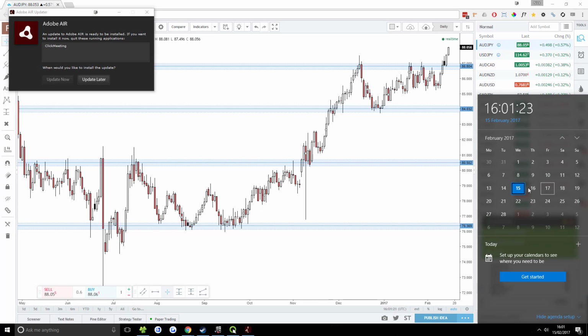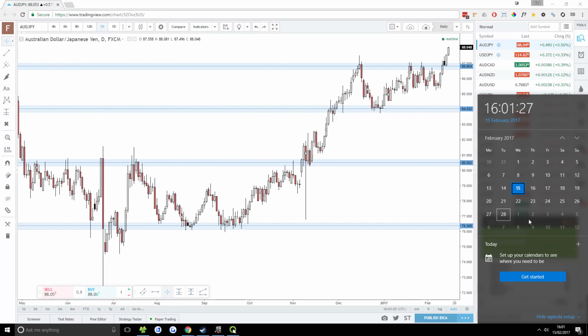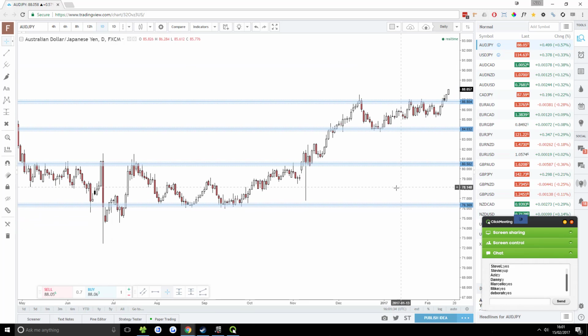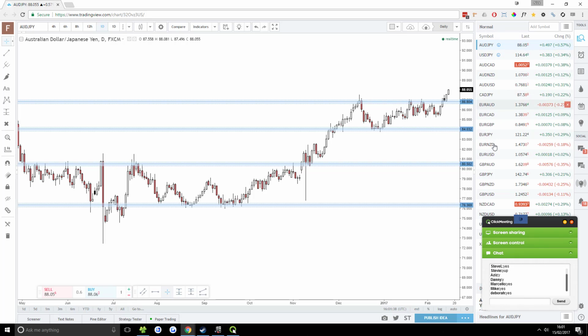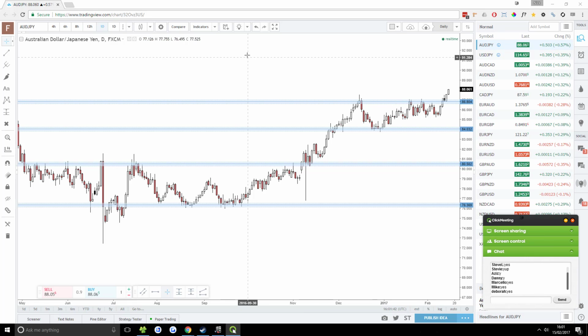Today is Wednesday, the 15th of February, 2017. Time is 16:01 here in the UK. You're looking at an AUDJPY daily chart. In today's analysis, we're going to be going through all the pairs on the list here and looking for reversal setups as we usually do.